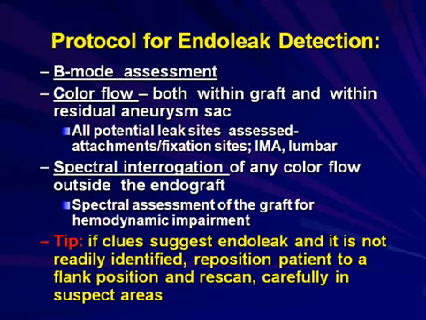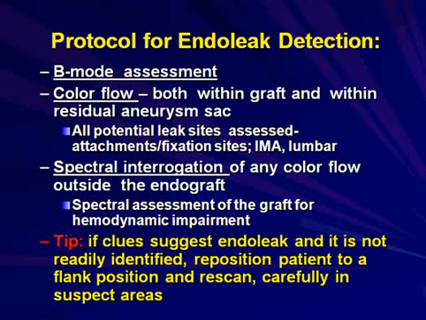The protocol for looking for endoleak is to use B-mode. There are a lot of clues with B-mode that can tell you where to look for endoleak. We're of course going to use color flow within the graft and within the residual aneurysm sac, looking at all potential leak sites. So any attachment or fixation site, or modular connection sites, where the IMA would normally come in, and looking for lumbars.